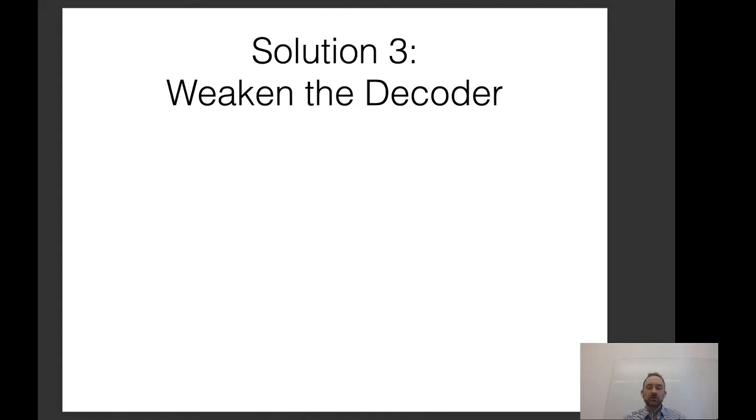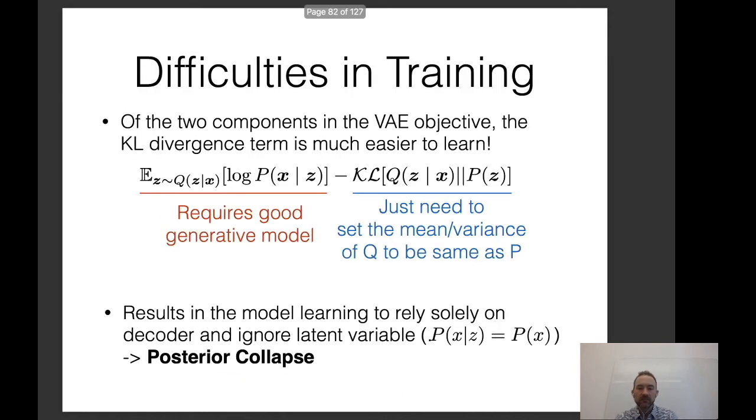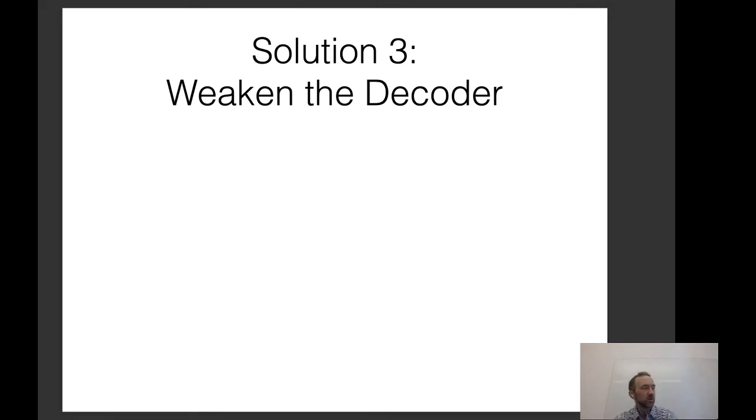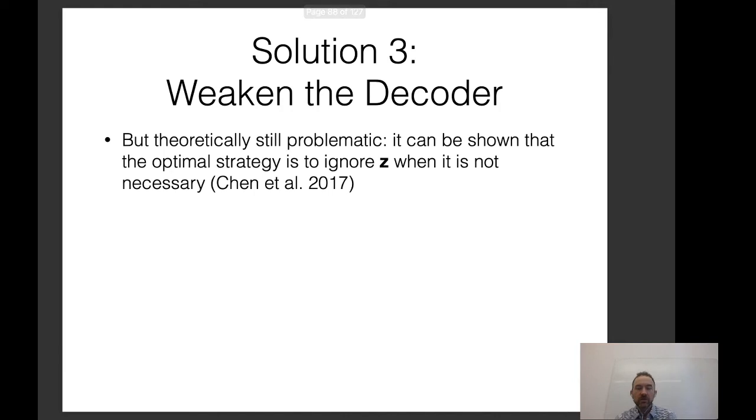Another solution is to weaken the decoder. This reduces the capacity of the decoder so that it is not able to form a good generative model of X unless we have information about Z included in there. One example would be changing the decoder from a really strong RNN or sequence model to a decoder that uses more local context. But theoretically, this is still problematic. It can be shown that the optimal strategy is to ignore Z when it's not necessary.